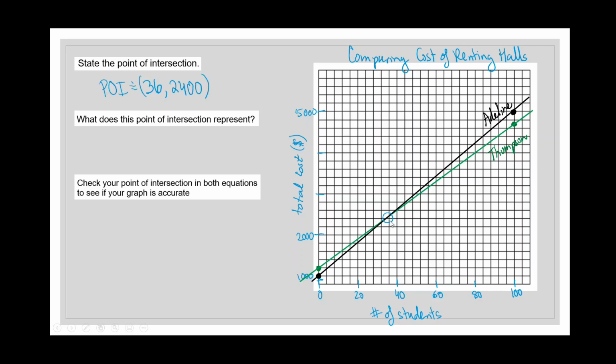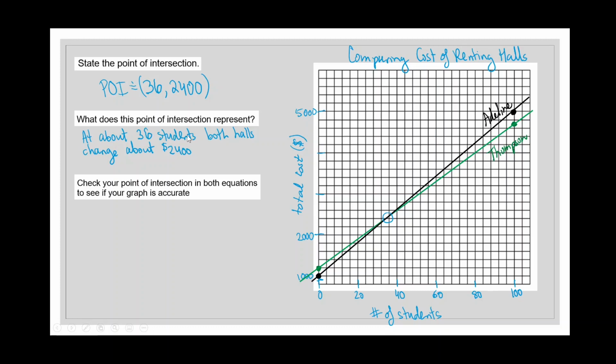So let's discuss this. On the x-axis, it looks like it's 1 square below 40. Each square was worth 4 students. So I'm estimating this to be 36 for the x and 2,400 for the y, because that looks like it's right here, 2 squares above 2,000. So that's 200 plus 200, 2,400 there. What does this point represent?